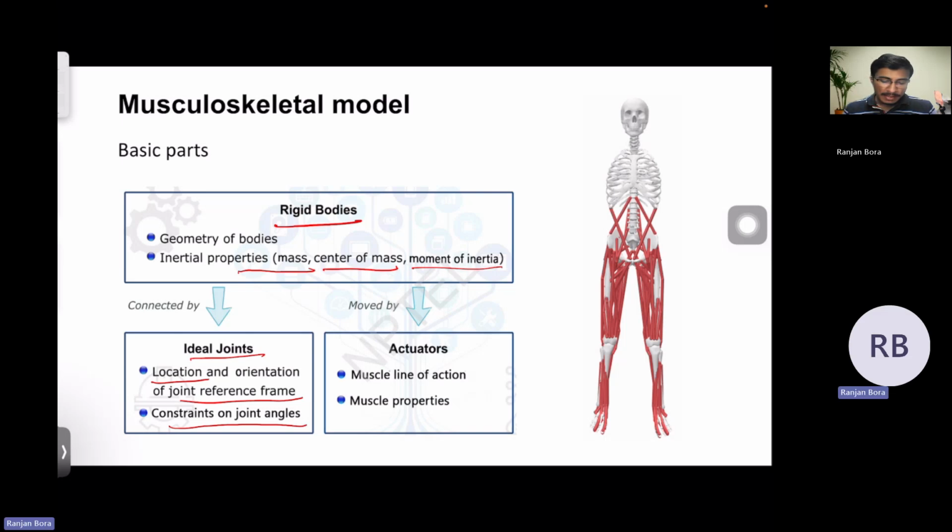And these rigid bodies are moved by actuators, which are these red colored ones. These are the one-dimensional muscles. So these are muscle lines of action. And again, these muscles are defined using some muscle properties. For example, pennation angle, then optimum fiber length, tendon slack length. All those parameters we use for defining these muscles for a musculoskeletal model.